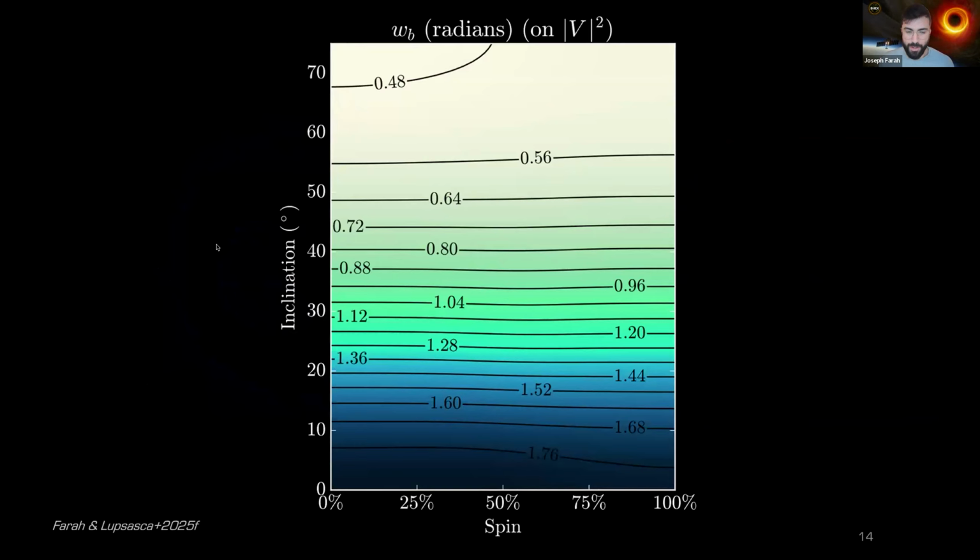If we want to infer spin, there's a lot of degeneracy between the way spin makes a black hole look and the way inclination does. So being able to constrain the inclination freely of spin is a really powerful tool to make spin constraints down the road.